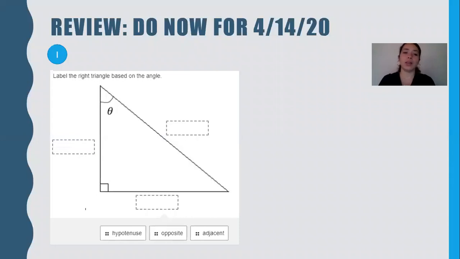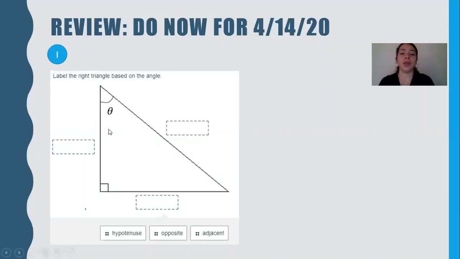The first question's like this. It's label the right triangle based on the angle. So the first thing we're going to do is look at this triangle. Notice it's a right triangle because it does have this little indicator that it is a 90-degree angle, which makes it a right triangle. Now, if you look at this, right here, this is our focus angle. So our focus angle, called angle theta, is this one right here at the top. So we need to pay careful attention when labeling our triangle.